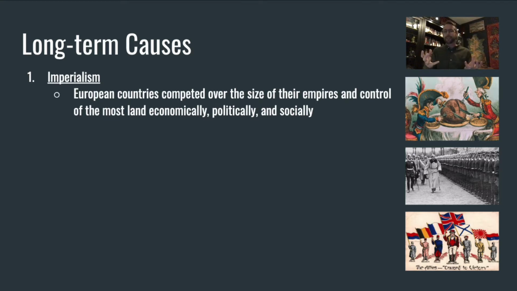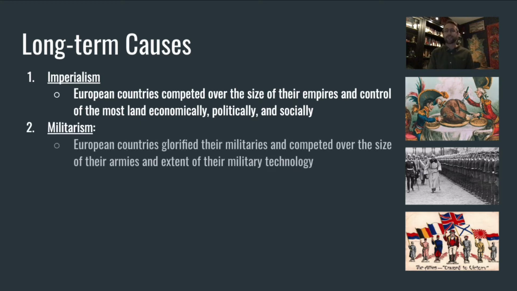So we've talked about this already, but it is not the only long-term cause of the First World War. The next one is militarism. So a definition of that is how those same European countries glorified their militaries, competed over how large their armies and navies were, and how powerful they were with the newest military technology. The way that imperialism was enforced politically was through those militaries that these European powers had grown over the years.